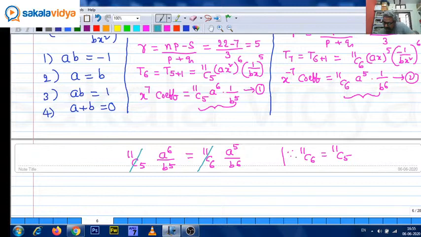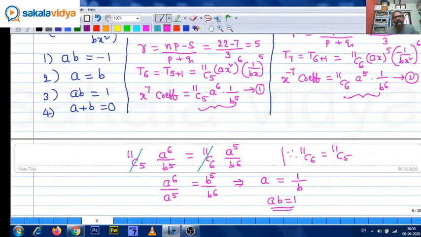Right. Here now, I will write a^6/a^5 equals b^5/b^6. That implies a^6/a^5 is a, equals 1/b^(6−5), which is 1/b. Cross multiplication, ab equals 1. This is the answer. ab equals 1 means the third option is the right option. Right, understood now?